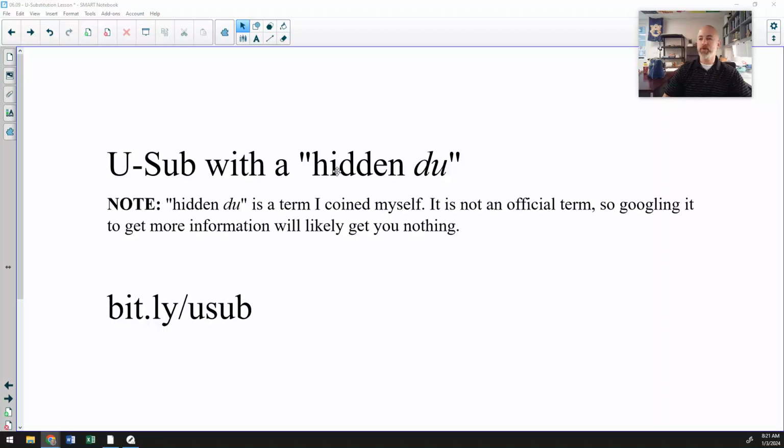In this lesson, I'm going to continue a lesson I recorded yesterday in which I gave you a basic introduction to U-Substitution. If you want to print the sheet to follow along with these examples, you can go to this bit.ly link right here and you can print it.